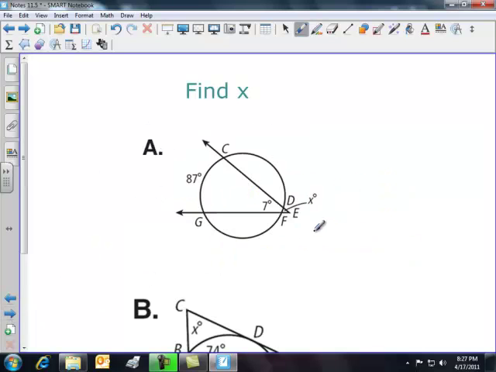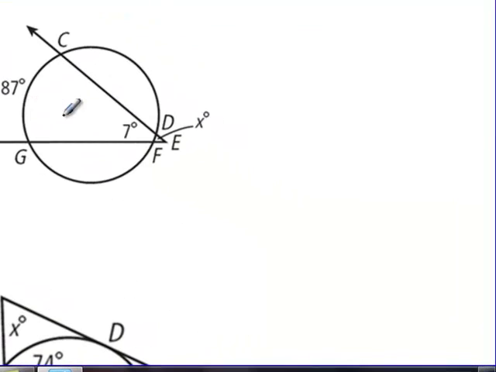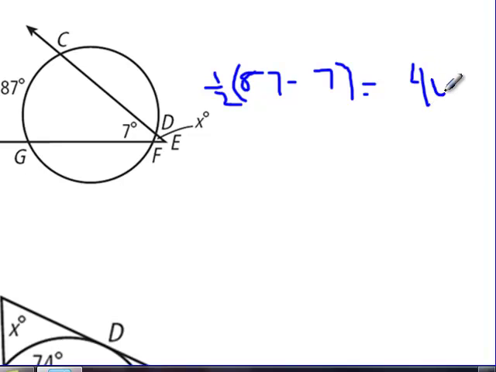Now we have the opposite situation. We have the angles that are formed on the outside. So remember, when they're on the inside, you add them. Outside, you're subtracting. So to find the measure of x, we would take 87. We would subtract 7. Once we have that difference, we're going to take half of that difference. So 87 minus 7 is 80. Take half of that 80, and that will be 40 degrees.